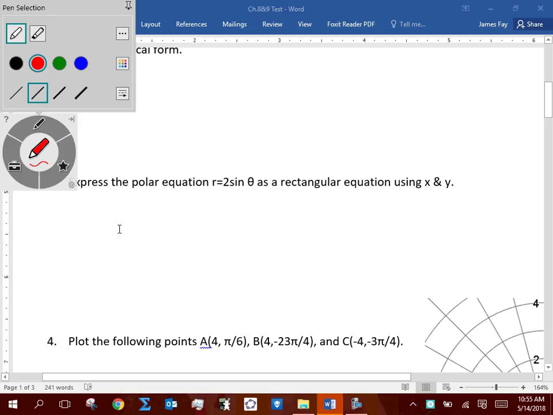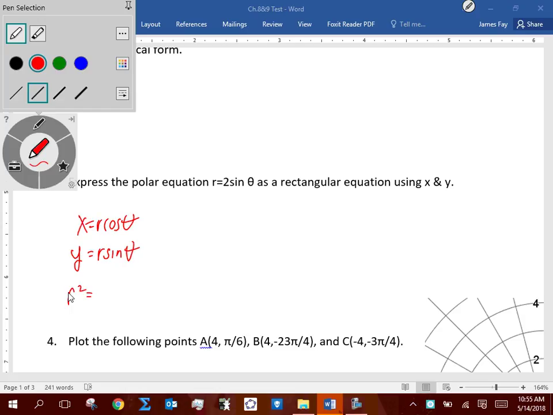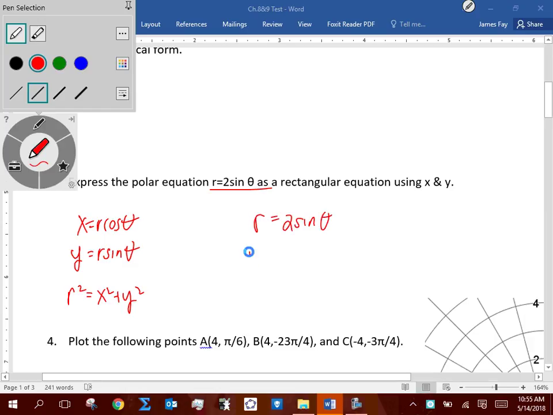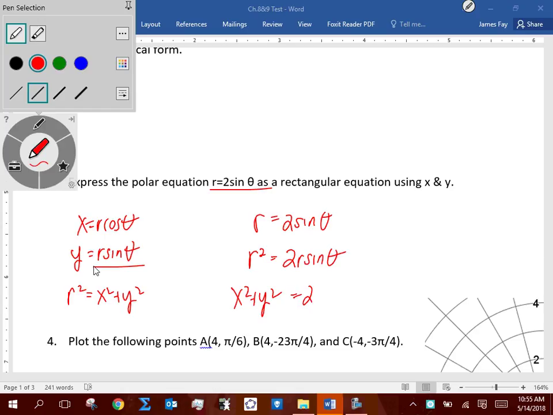This one here, express polar equation r equals 2 sine theta as a rectangular equation using x and y. Here again, you need to know that x is equal to r cosine theta, y is equal to r sine theta, and r squared is equal to x squared plus y squared. Start with r equals 2 sine theta. Multiply both sides by r, so it becomes r squared equals 2r sine theta. Now r squared becomes x squared plus y squared, equals 2 r sine theta. R sine theta is y, so we get x squared plus y squared equals 2y. That's all I was looking for. That's all you need to do there.